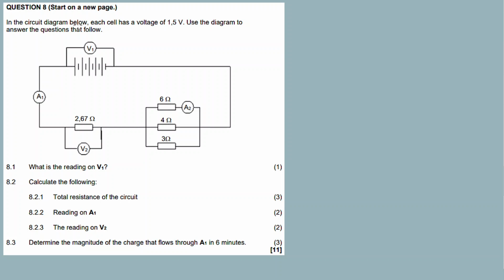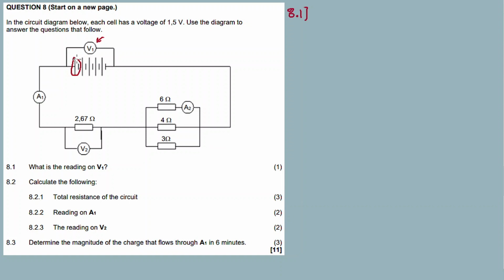In the diagram below, each cell has a voltage of 1.5 volts. Use the diagram to answer the questions that follow. 8.1, we have the reading for voltmeter 1. How many cells do we have? But each cell has a voltage of 1.5. Let's count.